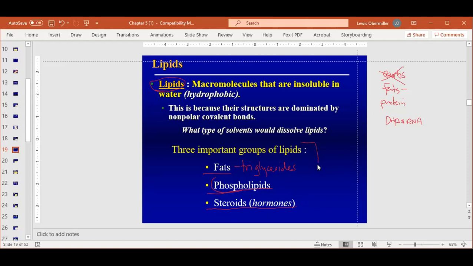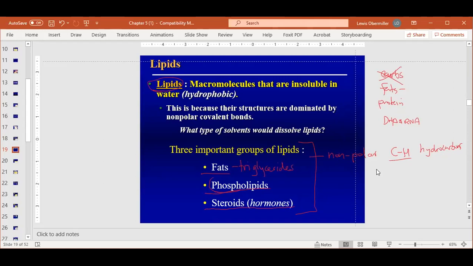So what these all have in common, and most of you got this right on the chemistry one, is that they're nonpolar because they're made up of carbons and hydrogens. We call these hydrocarbons. And that means that they're not dissolvable in water. All right. So nonpolar covalent bonds. And they're hydrophobic. Any questions?